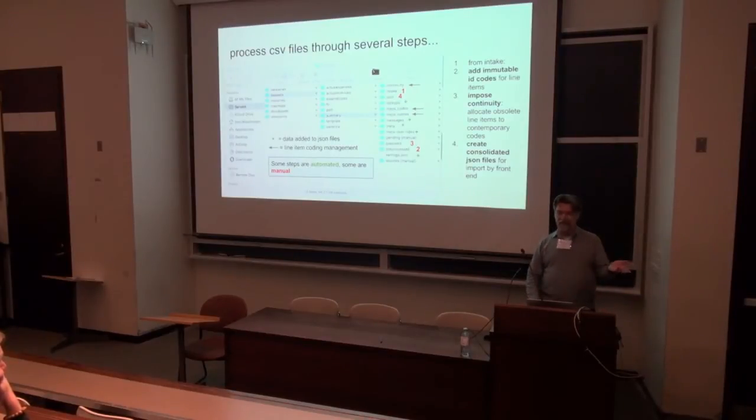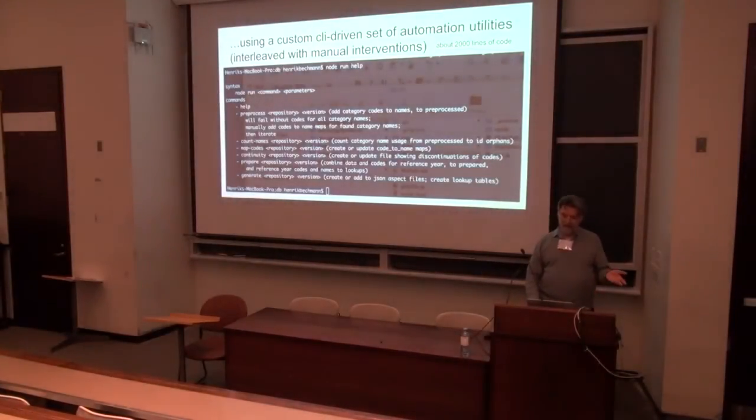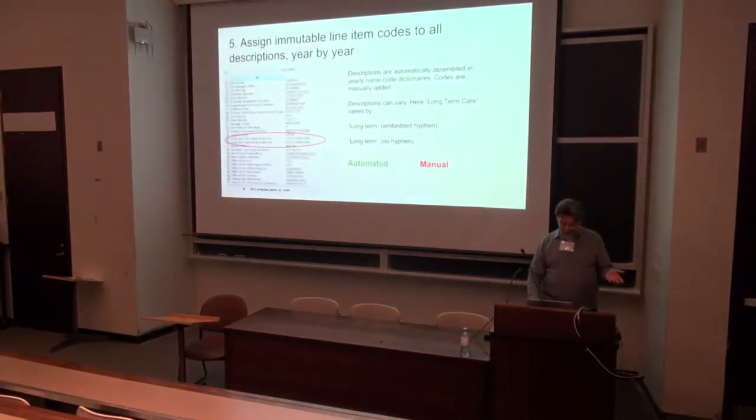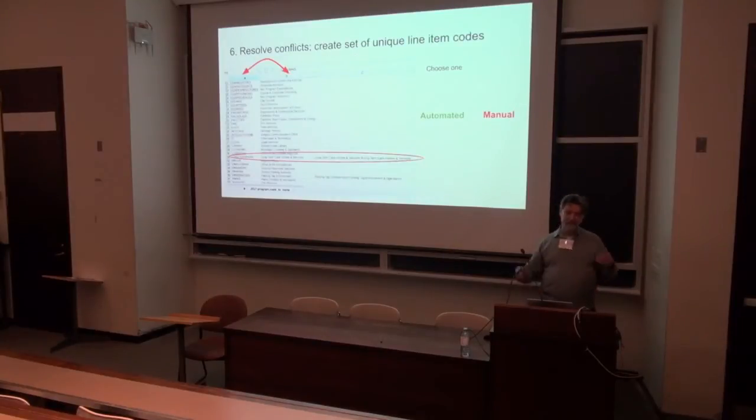And then finally, create JSON files that we could readily import. So we wrote some code to semi-automate that. There's a couple of thousand lines, starting with automatically generating a list of descriptions and then manually adding codes to these things. None of this should be necessary. We should be given all this by the city, but we're not.